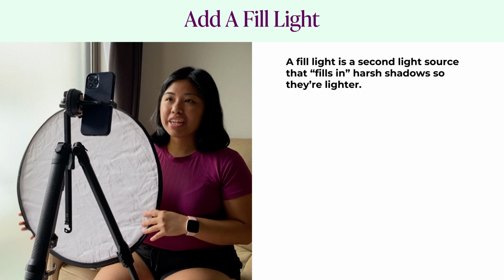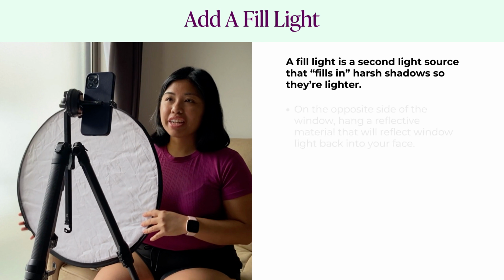Now, my second tip for creating more flattering light is to add a fill light. A fill light is defined as a second light source that fills in any harsh shadows so that they appear lighter. And a fill light doesn't actually have to come from a piece of lighting equipment. Like, you don't have to buy a ring light or a strobe light or whatever to get this effect. It can actually come from a reflective surface.